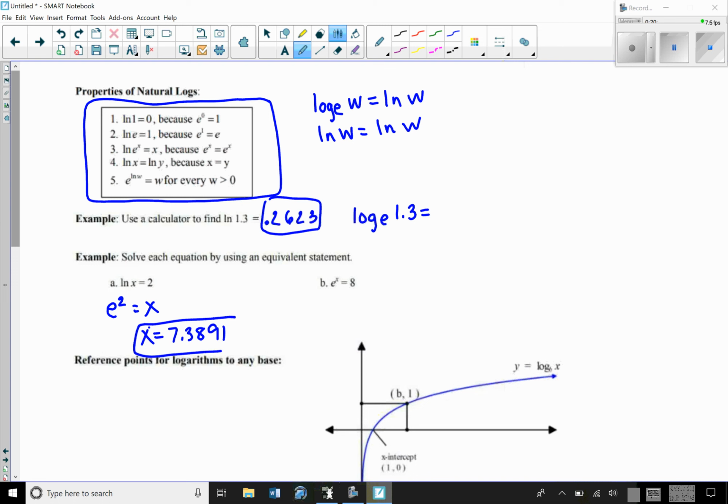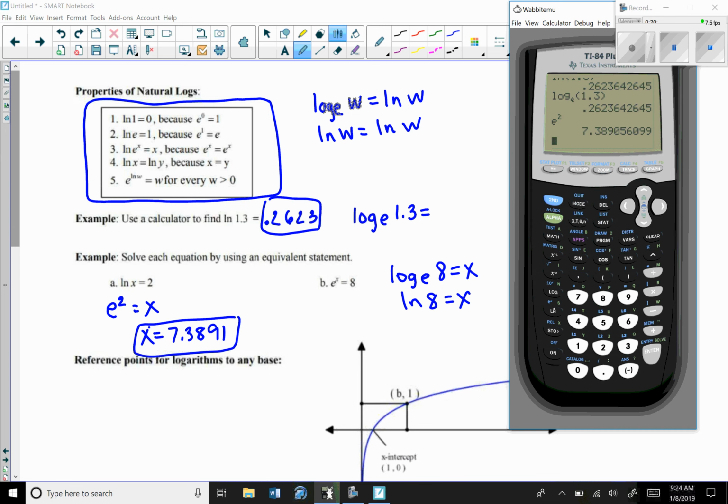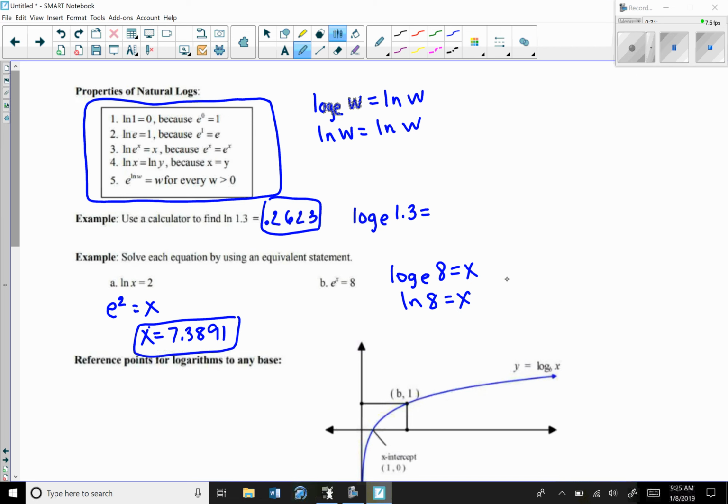So x equals 7.3891. Looking at the next one, this is an exponential equation, so we want to solve using logarithms, or in this case, a natural log. If it helps you to write, the log base e of 8 is equal to x, that's fine. This is the same thing as the natural log, so we're really saying the natural log of 8 is equal to x. On my calculator, I would just type in the natural log of 8, and that's going to give me my solution, 2.0794. So x equals 2.0794.